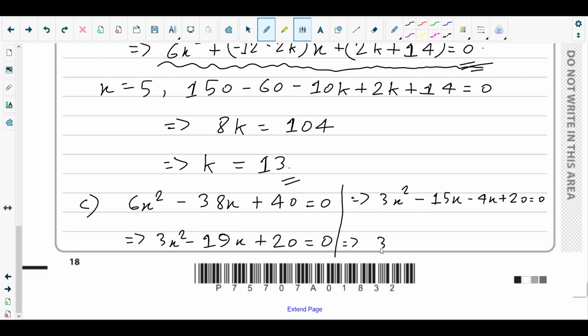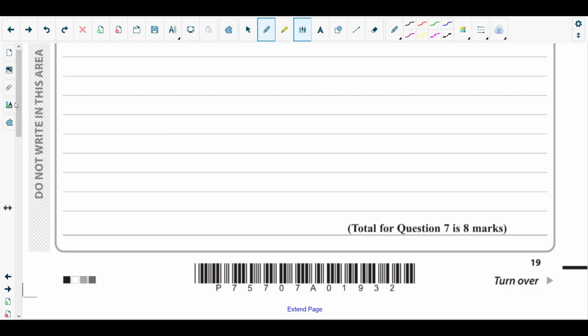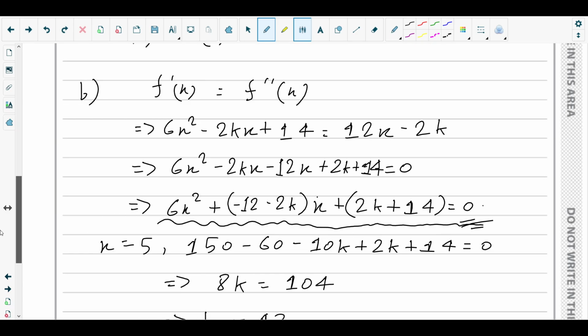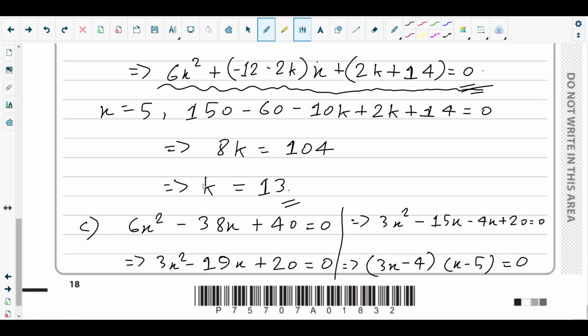So we need 3x common, so we'll get x minus 5. If you take negative 4 common from there, you will get x minus 5. So we got what? 3x minus 4 times x minus 5. So either the x coordinate of point of intersection between the two curves f dash x and f dash dash x would be either x equals to 5, that is point A, or x equals to what? 4 over 3, right? 4 over 3. Yes, 4 over 3.